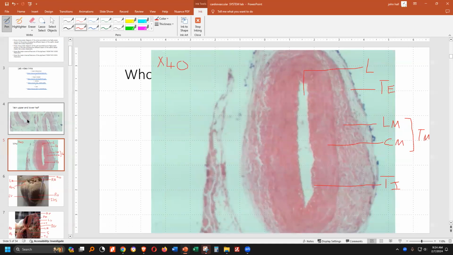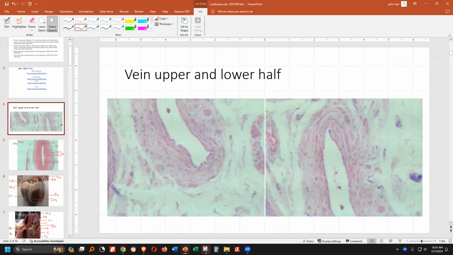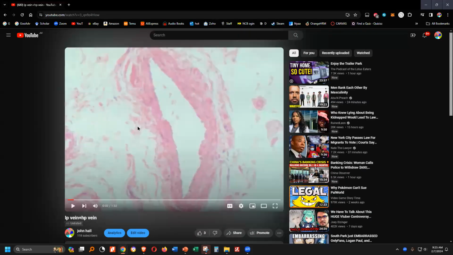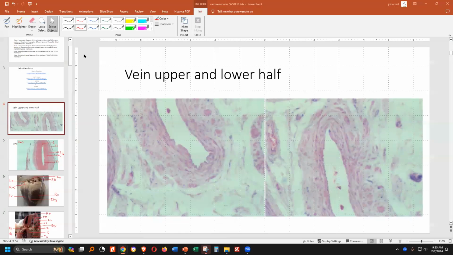Now, the last one you're going to do is the vein. This is an image of a vein here. And in the video, there's a slightly different image of a vein. But it's the same thing, right? You can use either one. It doesn't really matter to me. So this is going to be times 10, which means total magnification 100.